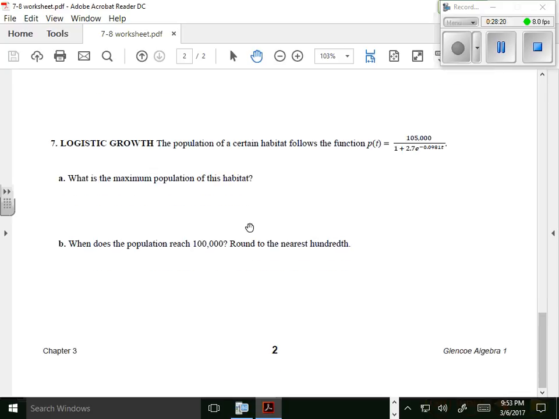On logistic growth problem, what is the maximum population of the habitat? The top number is going to be your maximum population. If you put this into y equals and you start going down the x table, the numbers will get bigger and bigger and bigger, and they'll start to get closer and closer to 105,000 without reaching it.